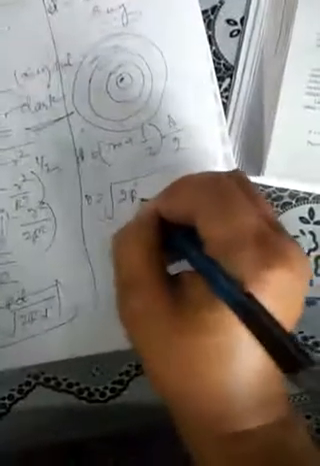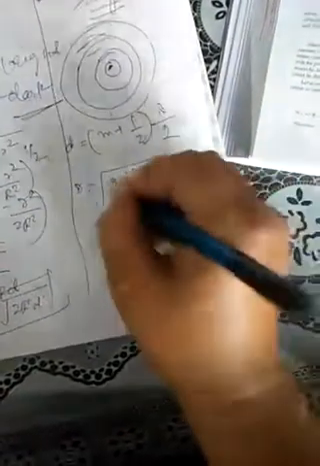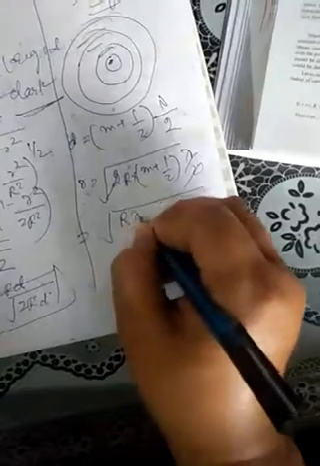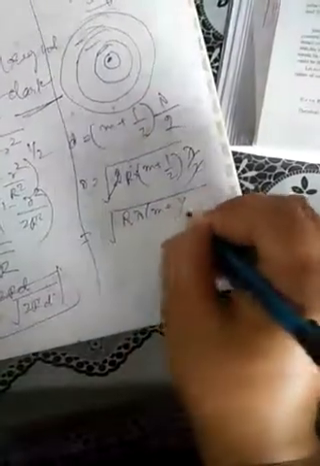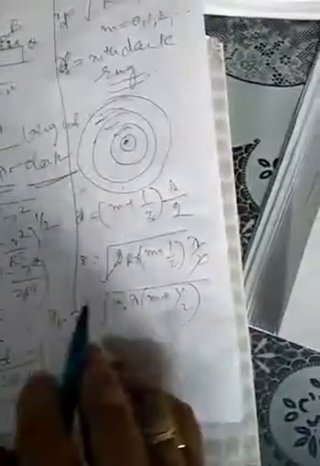So that means R is equal to root of 2R, D is (m plus 1 by 2) into lambda by 2. So this will be cancelled. So that value comes out to be equal to R lambda into (m plus 1 by 2) for bright fringes. This is for dark fringe that you had observed. Now that is the relation for this one.